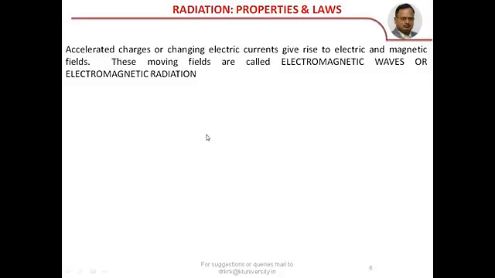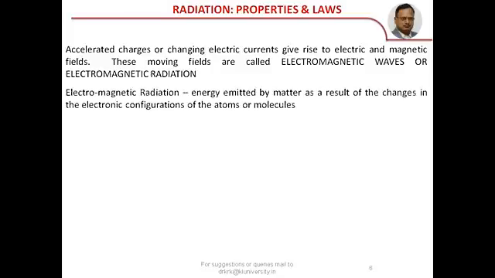What is this radiation basically? Accelerated charges or changing electric currents give rise to electric and magnetic fields, and these moving fields are called electromagnetic waves or electromagnetic radiation.